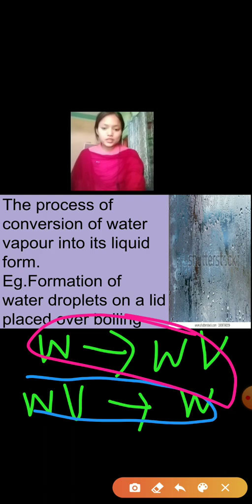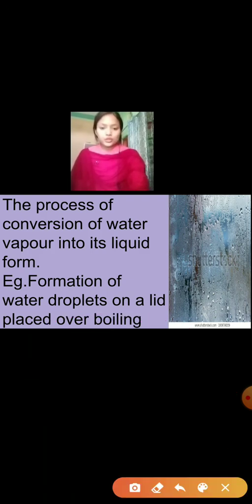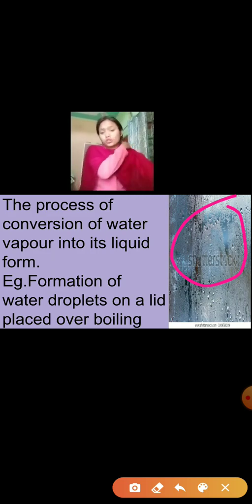Now here you can see the formation of water droplets. In this picture you can see water droplets. This you can see generally in the cold season. In the winter season, you must have seen small droplets on your windows. So why are they there? Because of the fog present in the atmosphere. That fog is water vapor, and when that water vapor comes in contact with a slightly warm thing, it converts into water. Let's see.